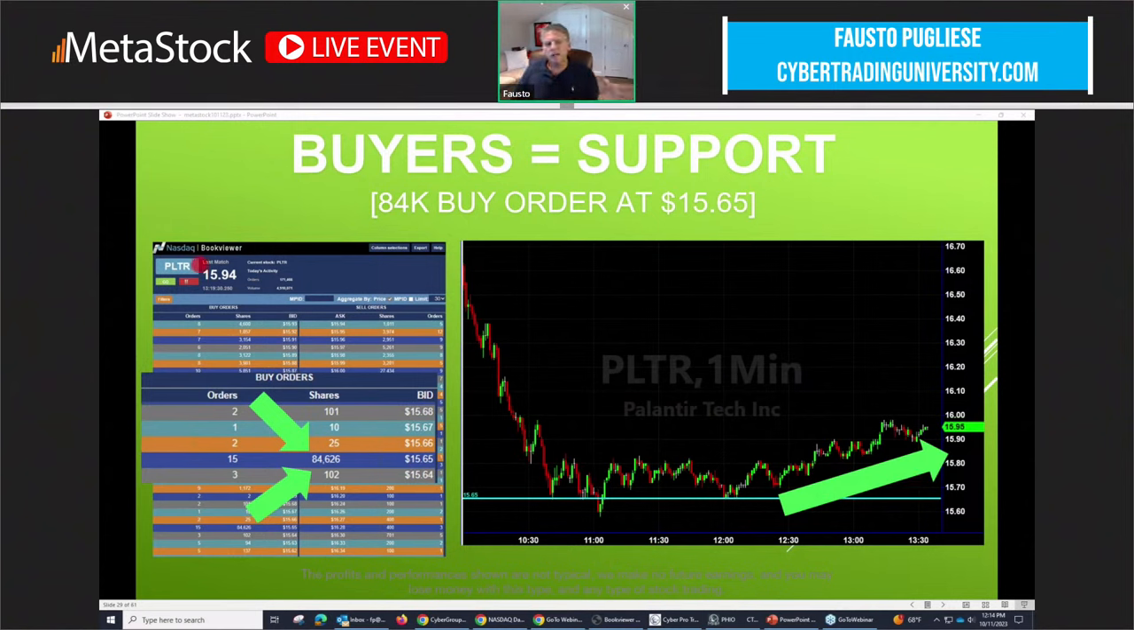But to have that support, you need those buyers. And if you look over here on the NASDAQ Book Viewer, you'll notice that there must have been a buyer out there on the left-hand side. You'll see that there are a lot of buyers out there, but those buyers right there, 84,000, were looking to buy at 1565. Now there are 7 shares, 1,000 shares, 200 shares, 10 shares, 84,000. I would say that's what we call here at Cyber Trading University an iceberg order. So wouldn't it be nice just to follow those big orders?